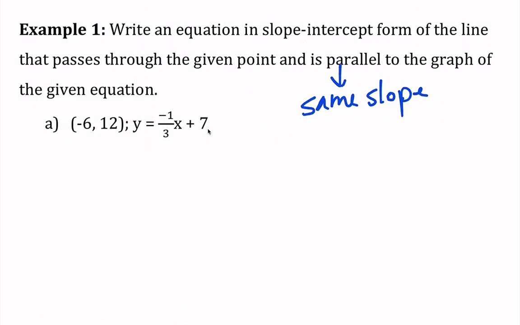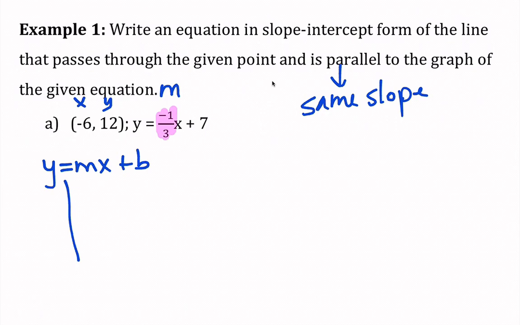My slope is attached to the x because y is by itself. So I want to use that exact same slope. Okay, I don't want the exact same line. I'm going to have a different y-intercept, but I want to use this slope. So if I have this slope and this point, we're going to calculate our new y-intercept value. Okay, so this is an x, this is a y. So y equals mx plus b.